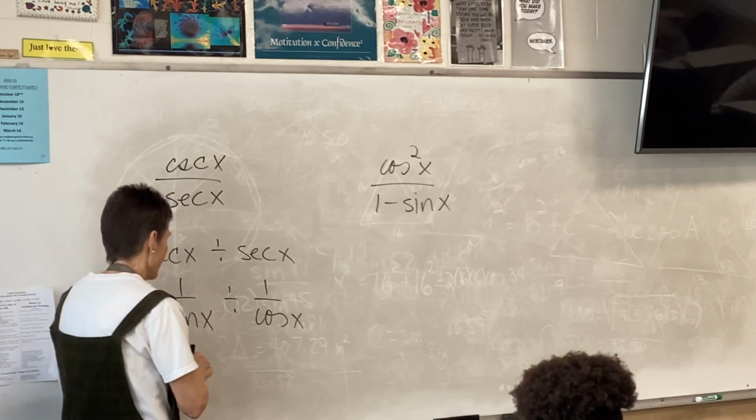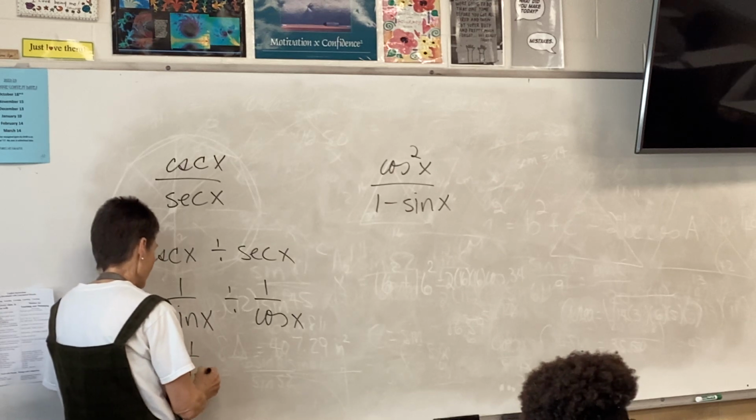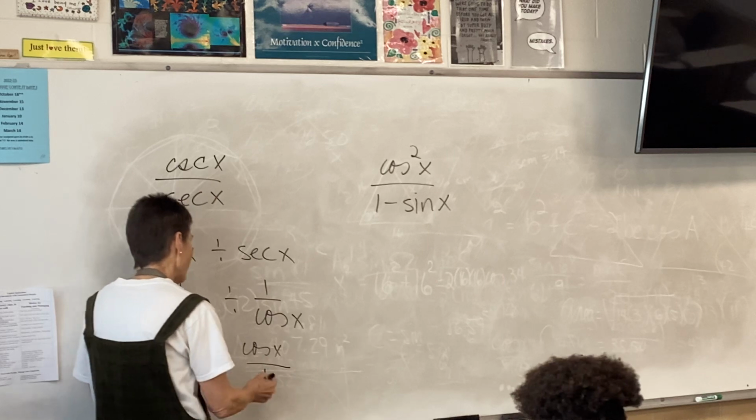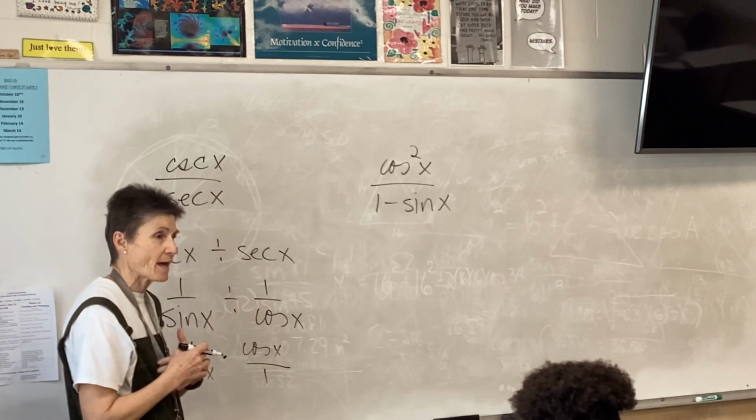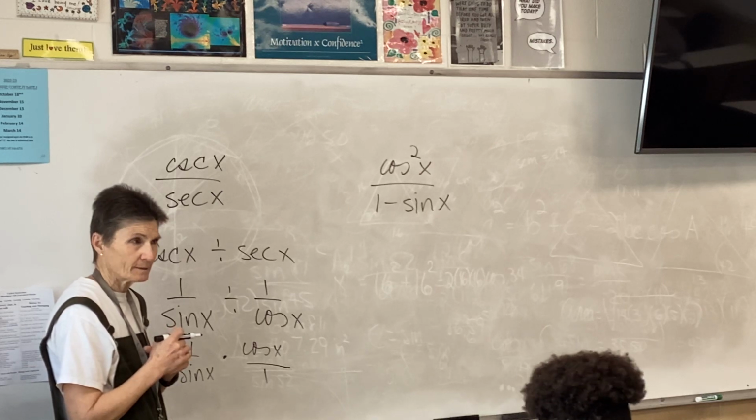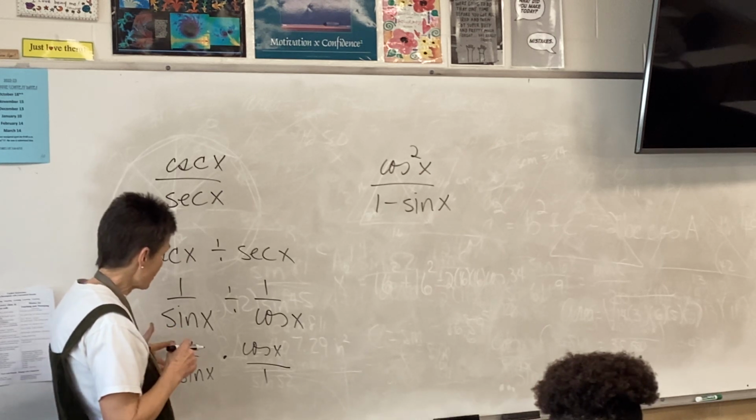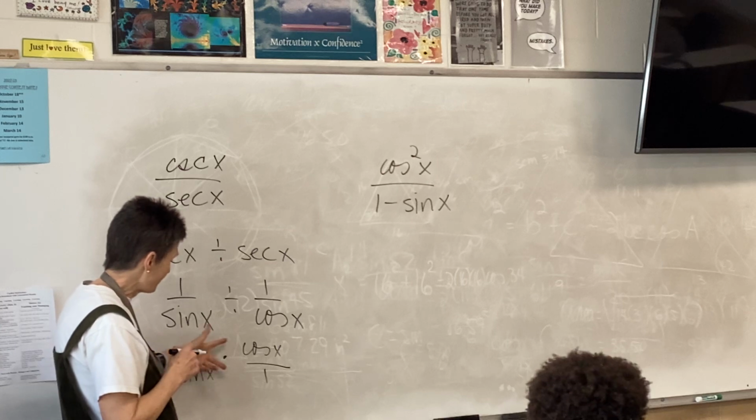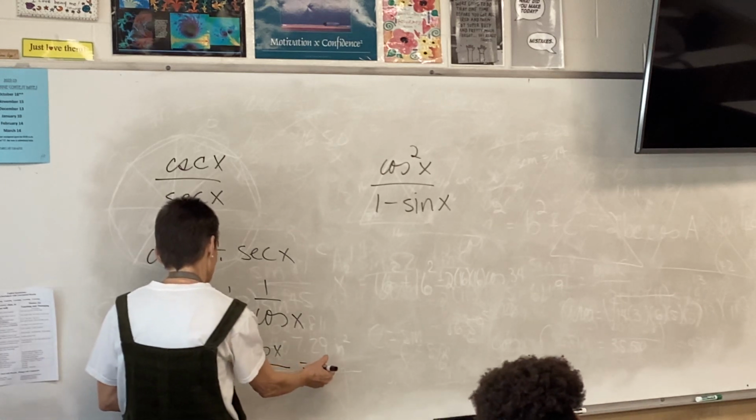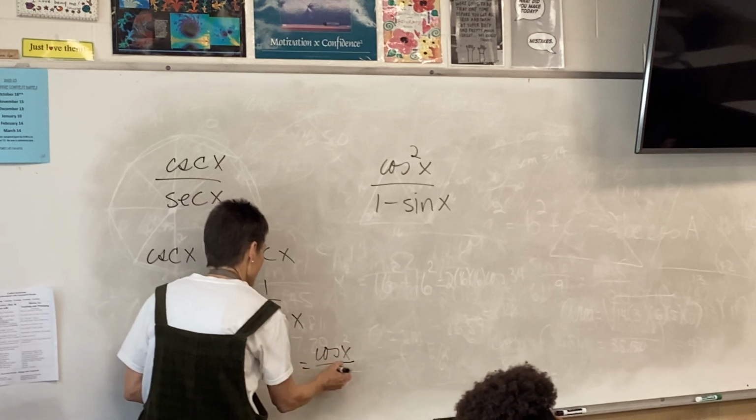Keep, change, flip. So 1 over sine times cosine over 1. Now, a lot of times when we do that, things cancel. Not this time though, right? Nothing cancels. So what am I going to end up with? When I multiply, this is a multiply, straight across, what am I going to end up with? Cosine over sine.